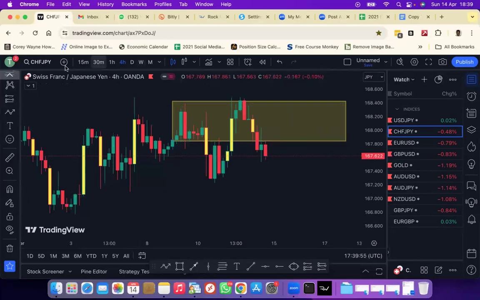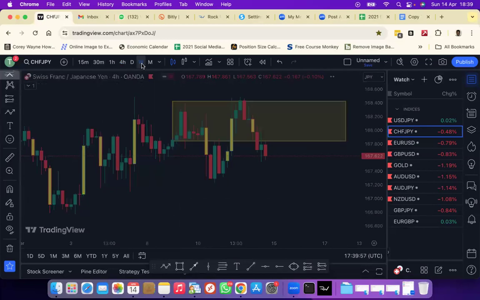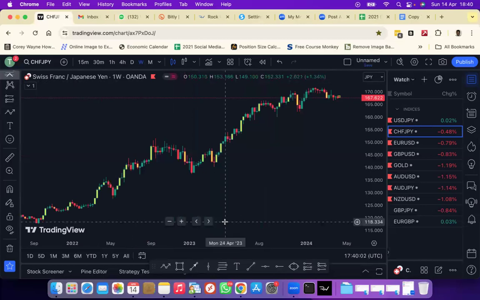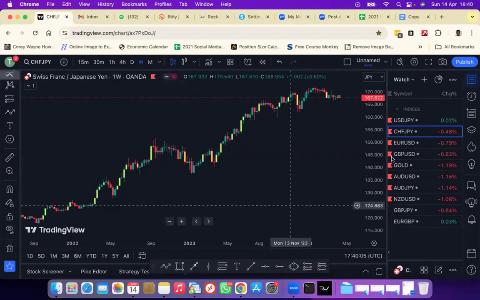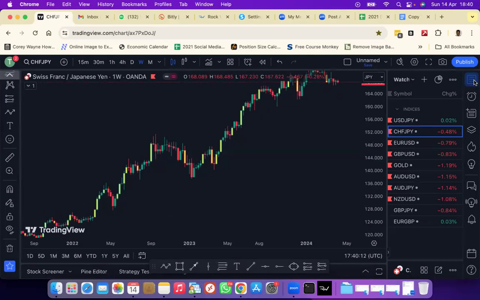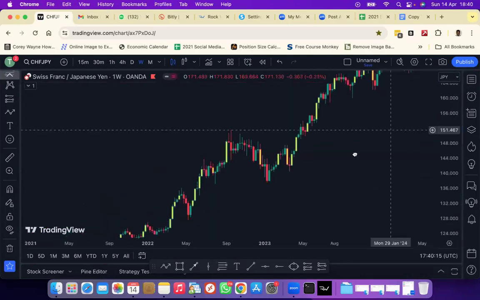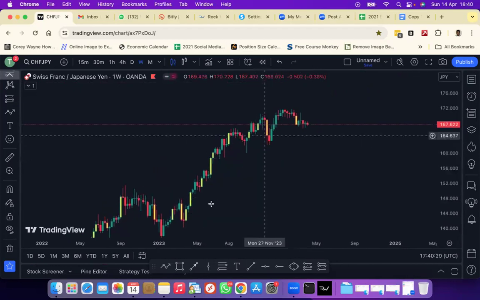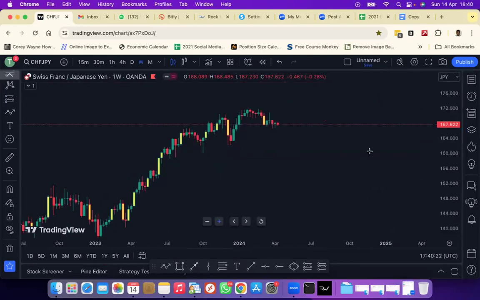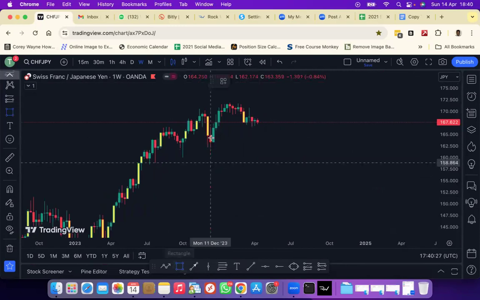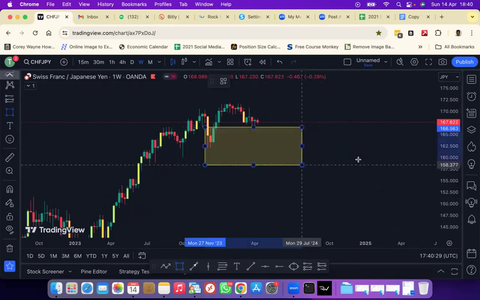Okay, so let's look at CHFJPY real quick. Let's go to the weekly time frame. So CHFJPY on weekly, what do we see going on? Price is giving us bullish structure on the weekly time frame. So we've seen a higher high. Price is possibly retracing into this block of demand here.